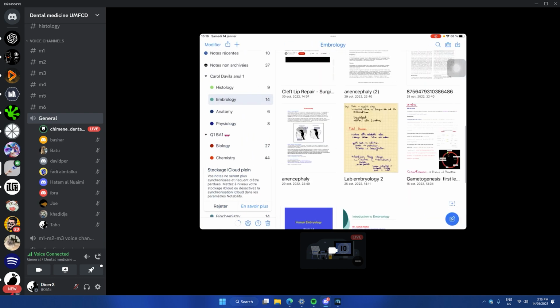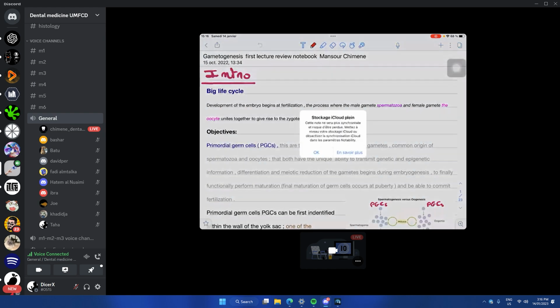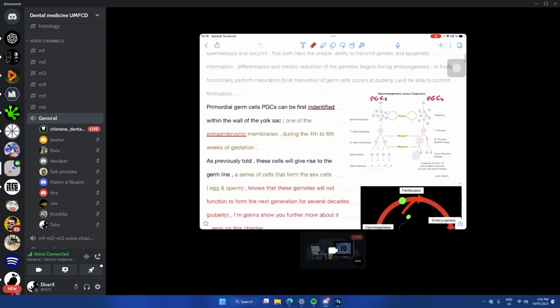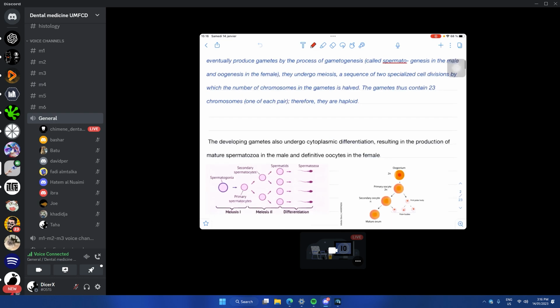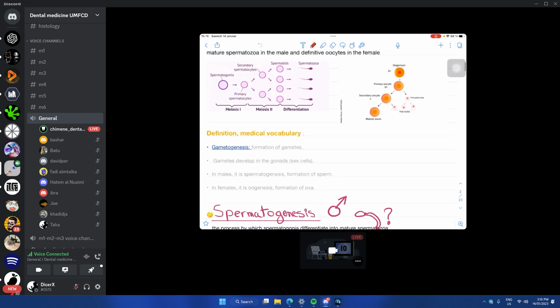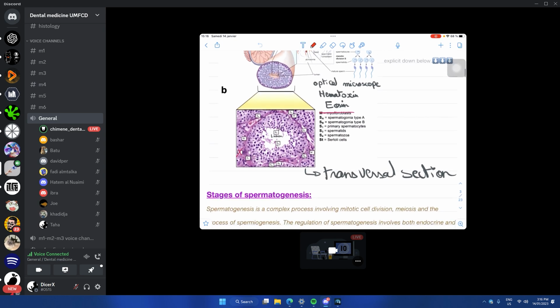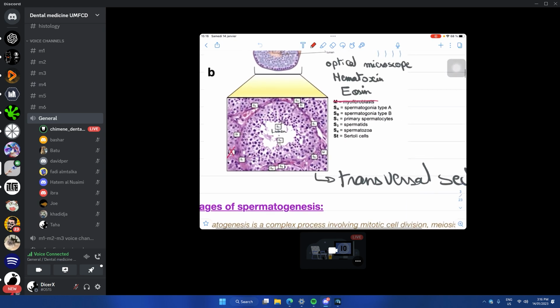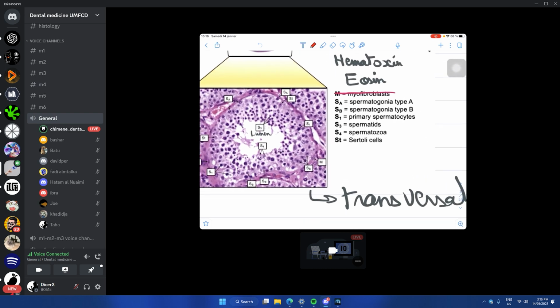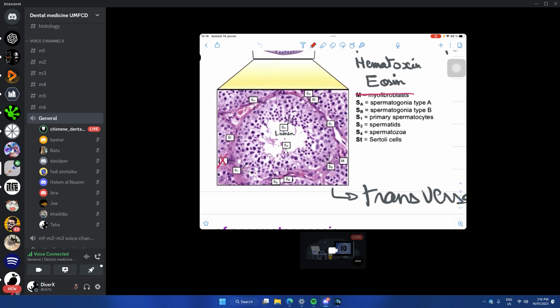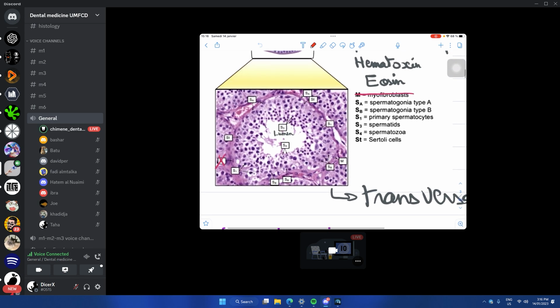I think it was Leydig cells, if I remember. Yeah, here in the first PDF that I've sent you before, you have all the seminiferous tubules labelled. So you have the spermatogonia here. Here's a labeled picture with everything you need for the exam. You can use it also.